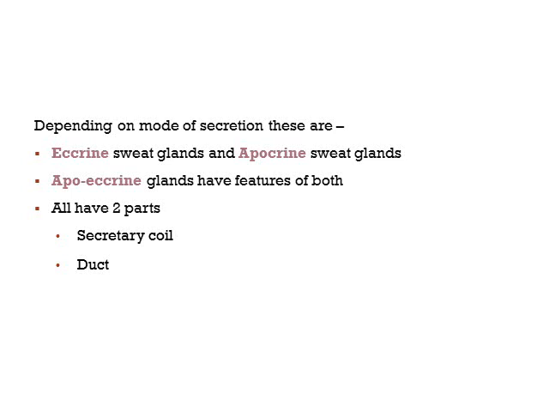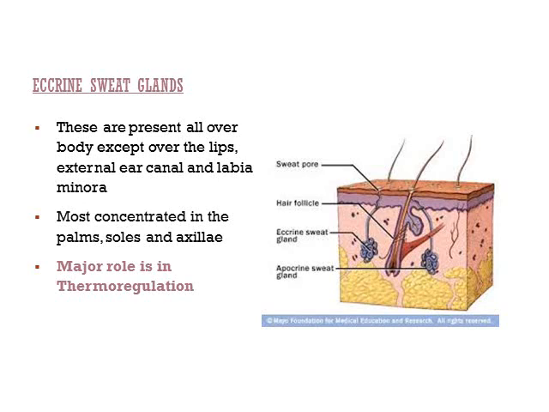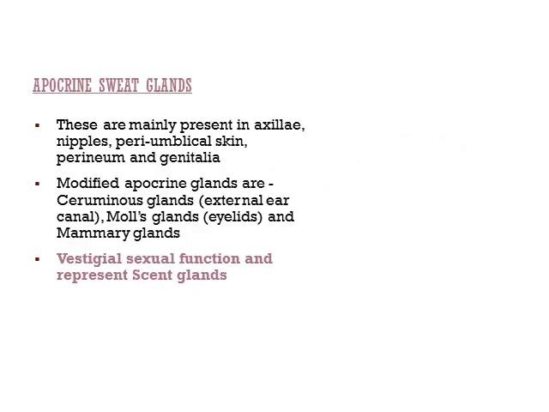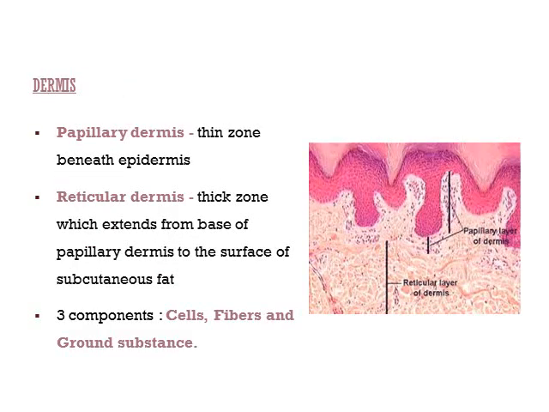which are vestigial glands and don't have any important function. So eccrine glands are sweat glands which are present almost all over the body except over the lips, external ear canal, and labia minora. Whereas apocrine glands are vestigial glands which are present in the axillae, nipples, periumbilical area, and perineum.